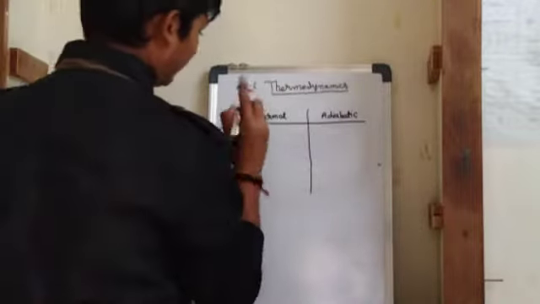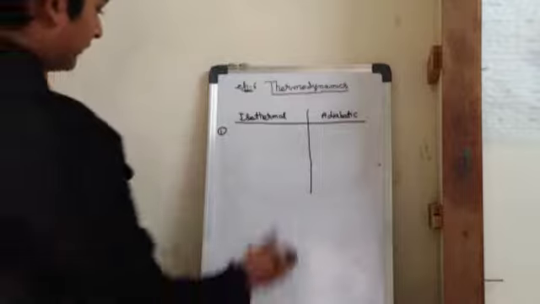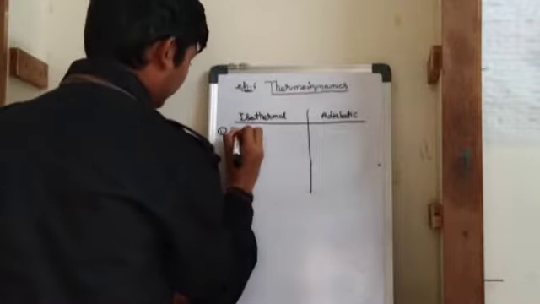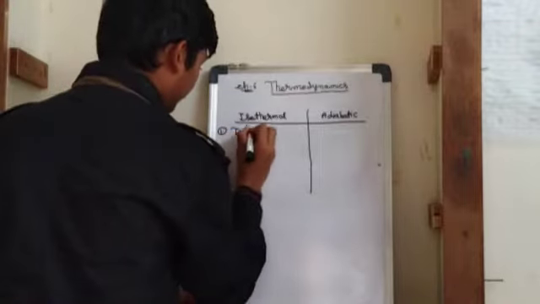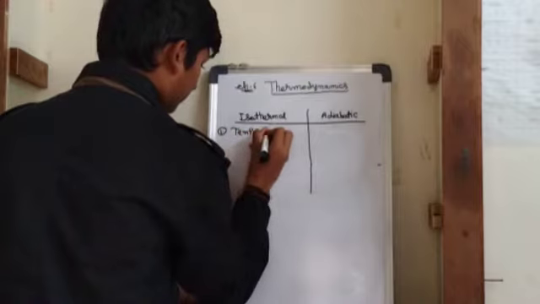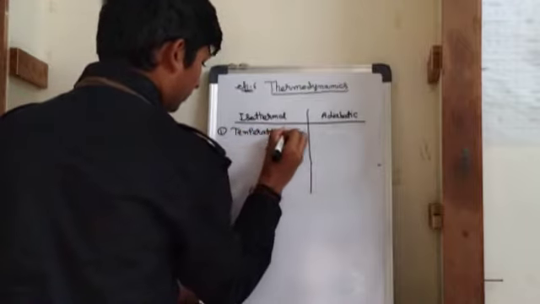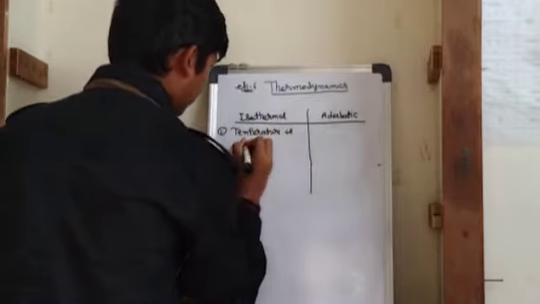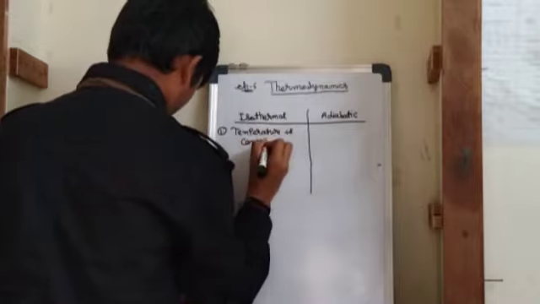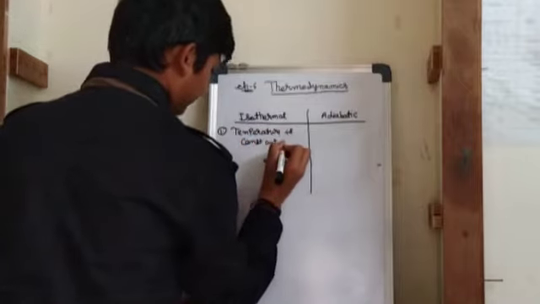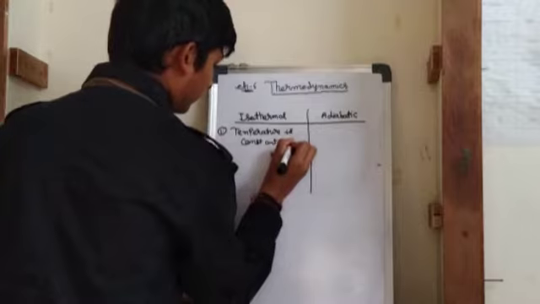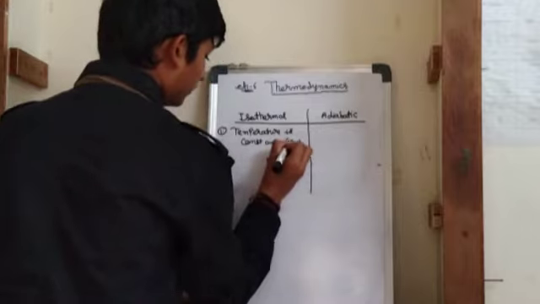Here, as I told, thermal means temperature, so here temperature will be constant. That means delta T equals 0.